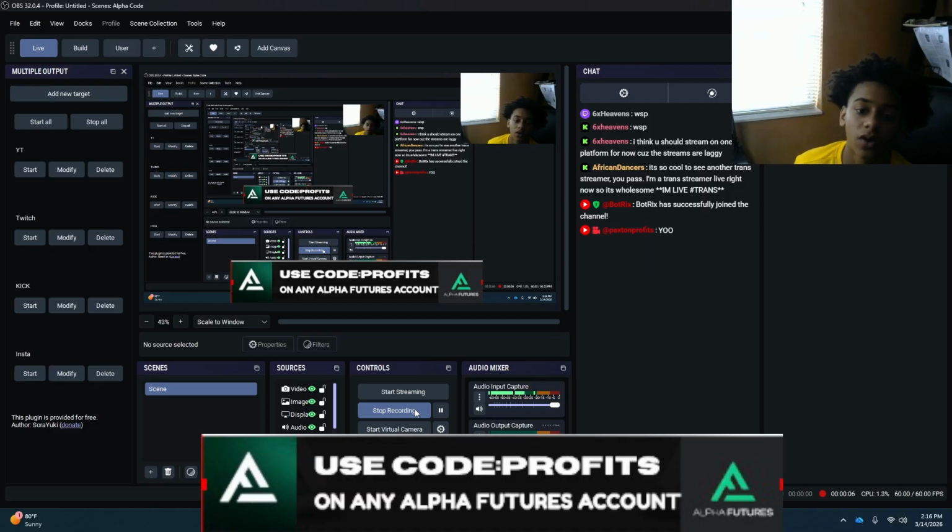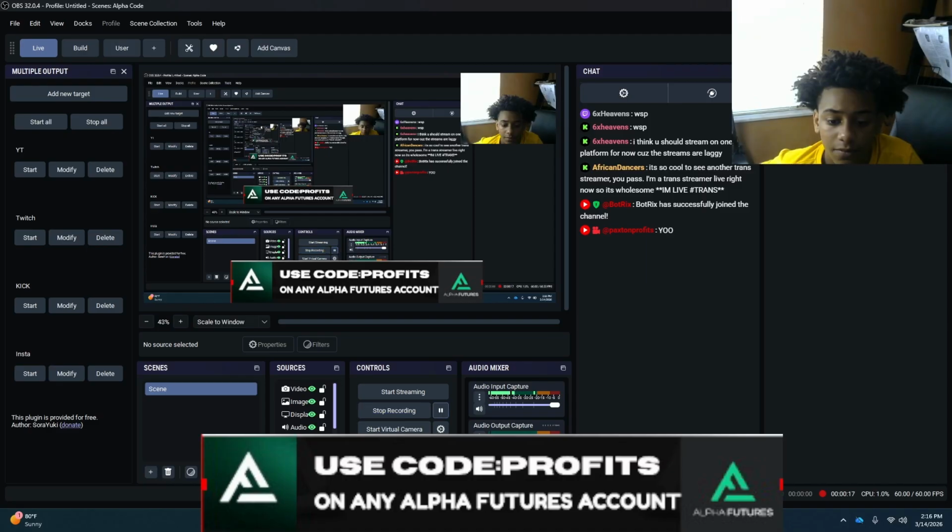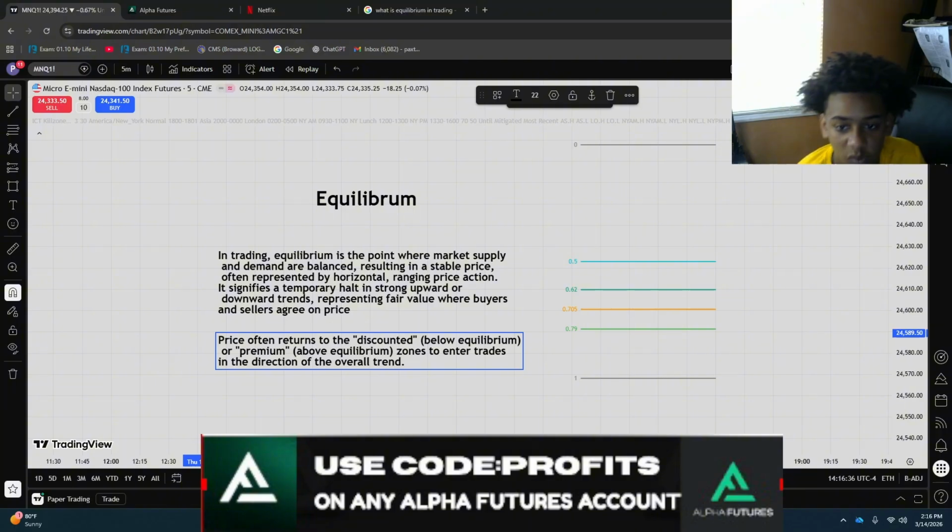Today we're going to be going over how you can use equilibrium, premium, and discount, and all sorts of stuff like that, in your trades and how you can use them to win your trades. So the definition is put up right here.